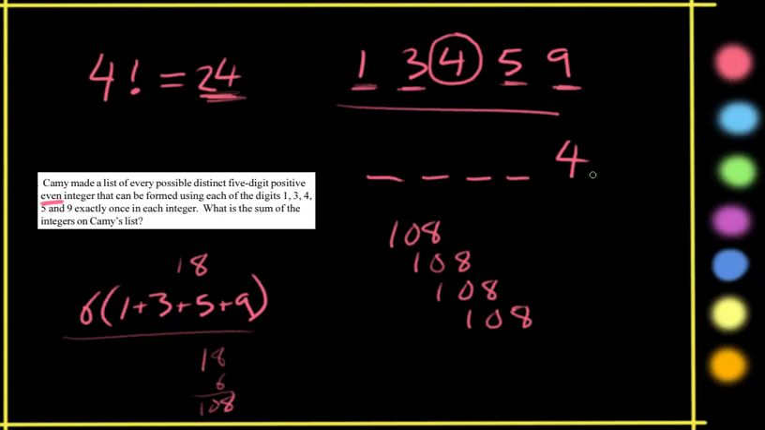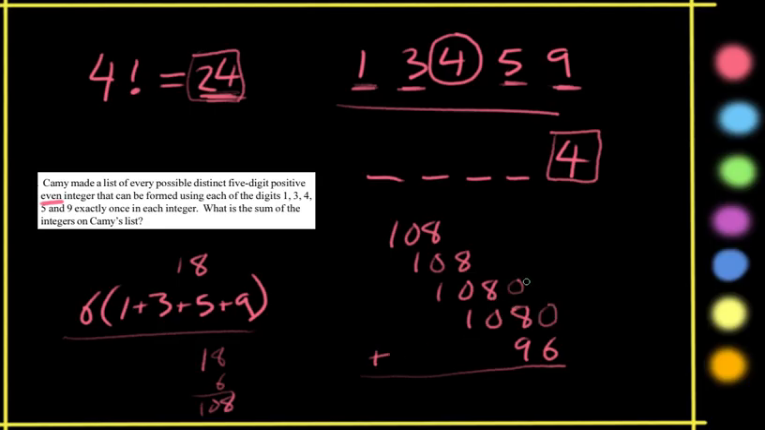And then what's going to be in the ones place? Well, it's going to be 4 all the time. So 4 times 24, that'll be 96, right? So we're just going to add these all together. The 108 tens is going to be 1080. The 108 hundreds is going to be 10,800. The 108 thousands is going to be 108,000. And the 108 10,000s is going to be 1,080,000.